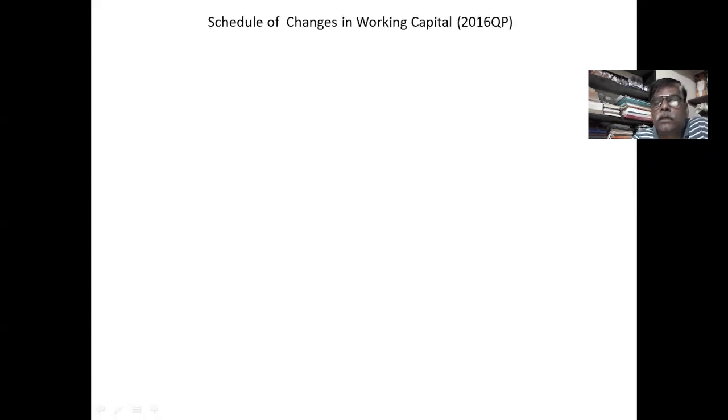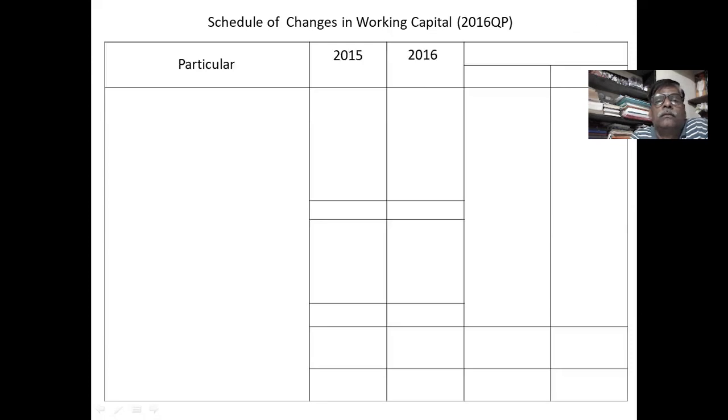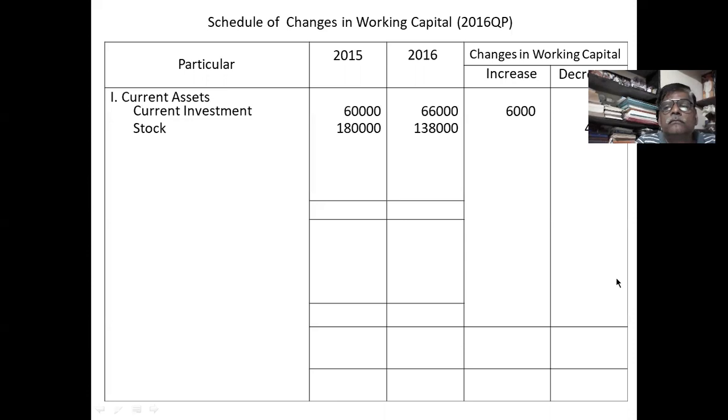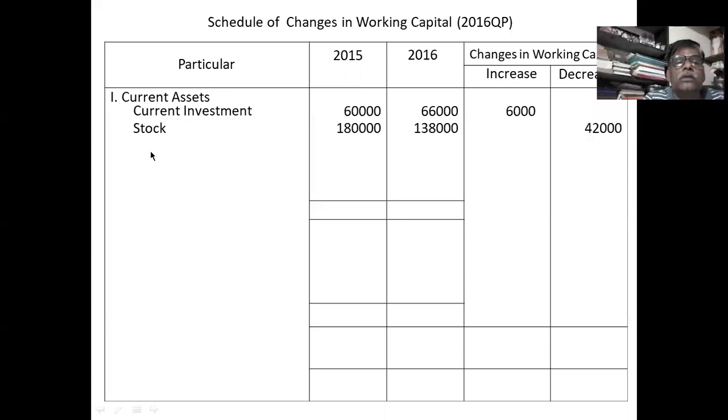Okay, schedule of changes in working capital. Particulars 2015-16, changes, increase, decrease. First, you write the current assets. First current asset is current investment, 60,000, 66,000. So 6,000 increase goes to increase column. Second item, stock, 1,80,000, 1,38,000. So here is the decrease. I think decrease is 42,000. So you write that 42,000 in the decrease column.